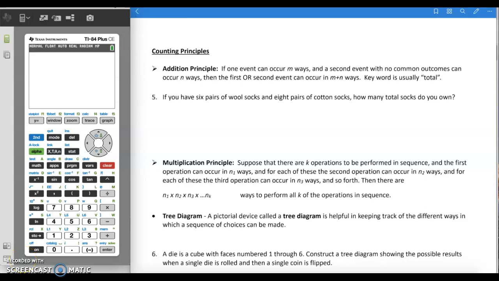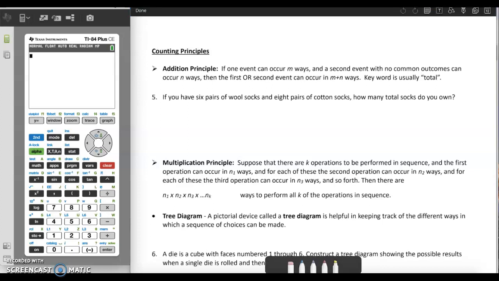Now we're going to talk about two different counting principles. The first one is the addition principle. So it says if one event can occur in m ways and a second event with no common outcomes can occur in n different ways, then the first or the second event can occur in m plus n ways. And the key word for these is usually total. So "or" and "total" are two different ways to signal an addition principle rule.